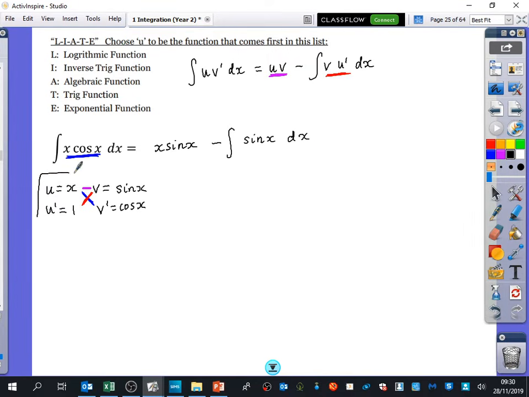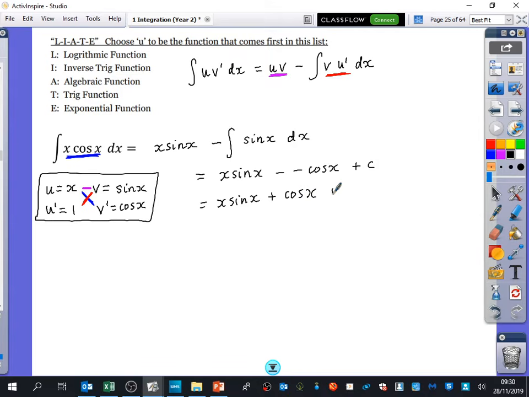This thing that we have here, we probably want to put that somewhere else on your page, otherwise it can get really confusing. So if we finish this, we get x sine x minus the integral of sine x, which is minus cos x, so it'll be minus cos x plus c, which is x sine x plus cos x plus c.